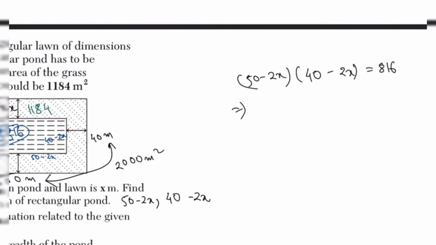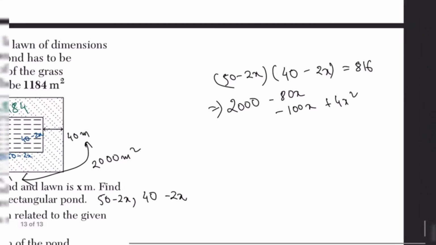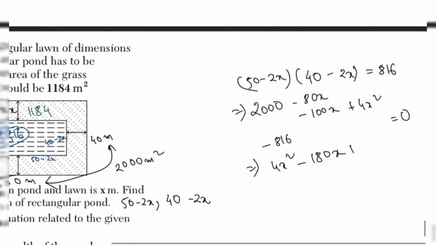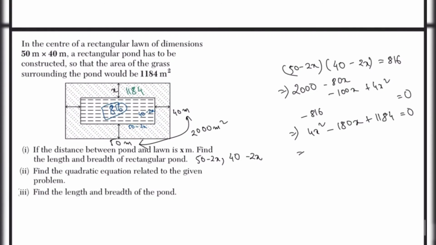Let's see. So 50 times 40 is, as I said, 2000. Then you have minus 80x. Then you have minus 100x. And then you have plus 4x square. So let us bring the minus 816 here. So minus 816 here. Then you get 0. So we have 4x square minus 180x plus 1184 equals 0. Let's divide everything by 4.